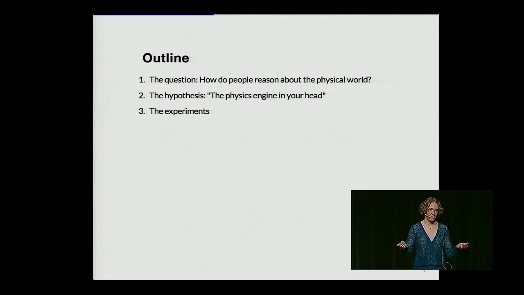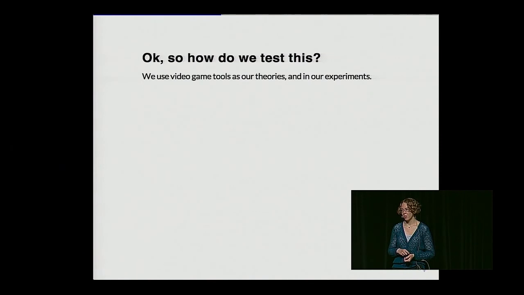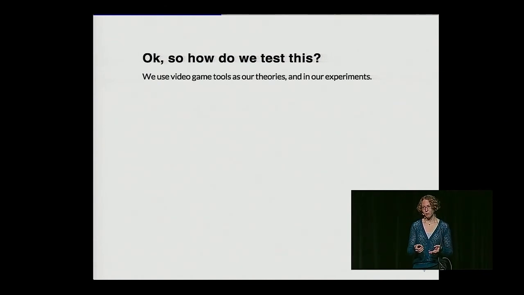So now, finally, we can get to the actual experiments that we ran. The way that we are going to test this is by taking the tools that people have used to make video games and using them both as our theories, so we can use the physics engines from these games as a theory of how people reason about physics, and we can use them to create these really rich and engaging experiments. So our general research pipeline goes like this.